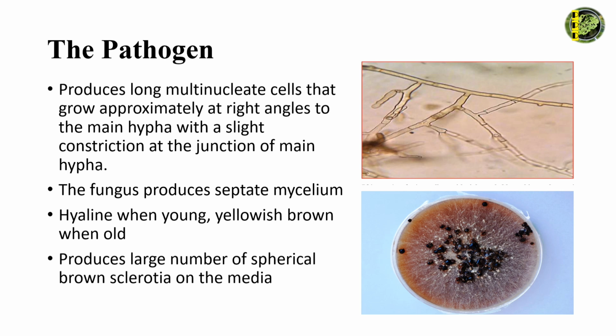The fungus infects the plant by vegetative mycelia or germinated sclerotia producing hyphal threads. The mycelia produce long multinucleate cells that grow approximately at a right angle to the main hyphae, with a slight constriction at the junction of the main hyphae to the branch. And the hyphal cells are septated by a septum containing a pore, which allows the movement of mitochondria, nuclei, and cytoplasm from cell to cell.